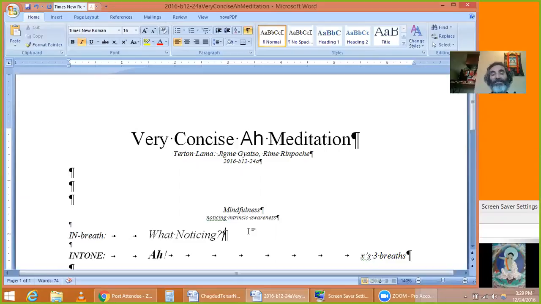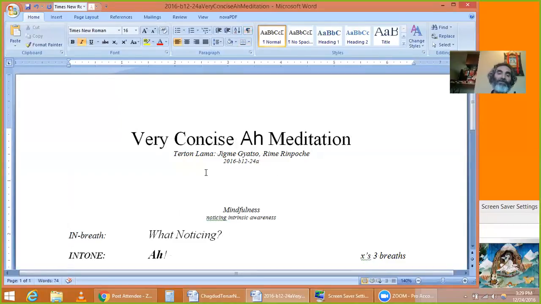You'll notice that in the contemplative notation, the ah is bold, and that's your inference to actually advance your mala during the out-breath. Let's do this together right now, 3 times. This is going to feel silly, but it will be effective.